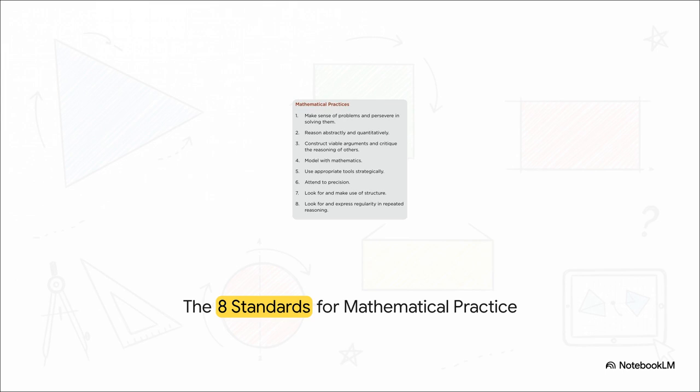Use appropriate tools strategically. Proficient students know that dynamic geometry software is basically the absolute best tool for visualizing the results of varying assumptions. It lets us explore consequences and deepen our understanding in ways that just drawing a single triangle on a piece of paper simply cannot do.